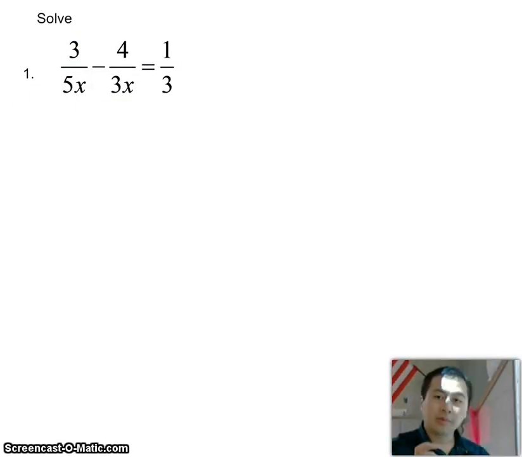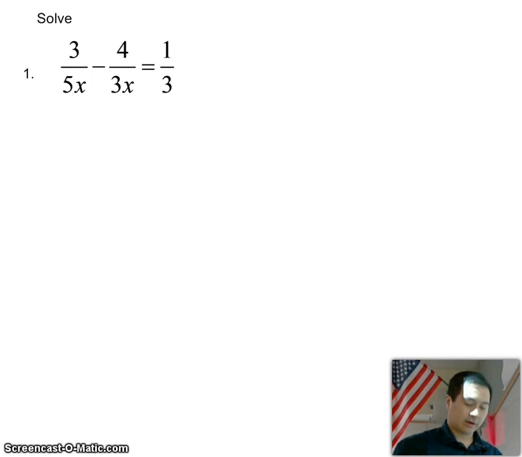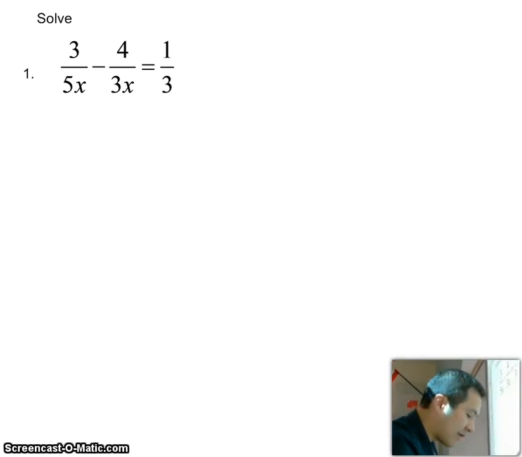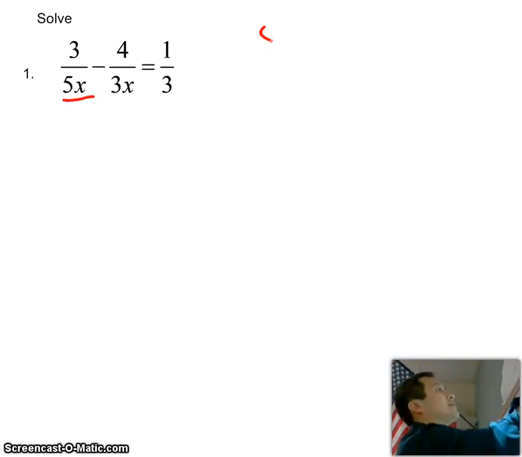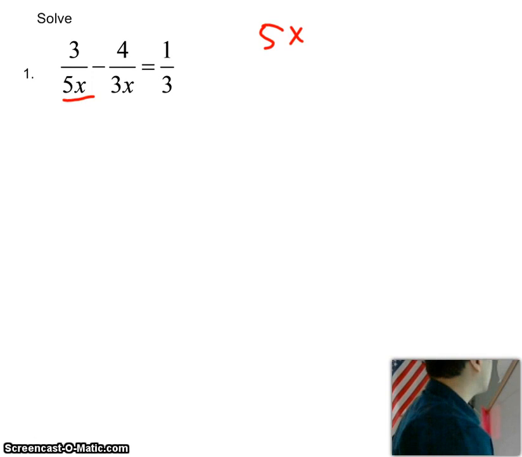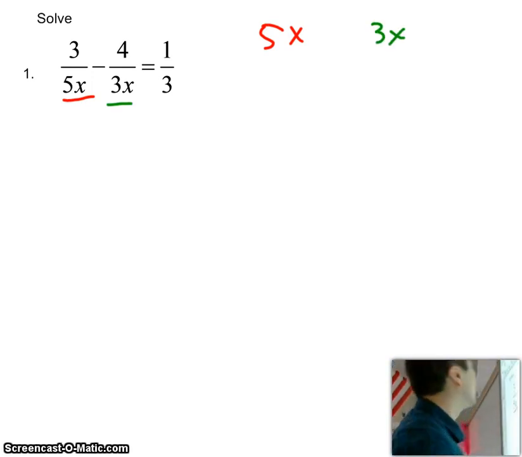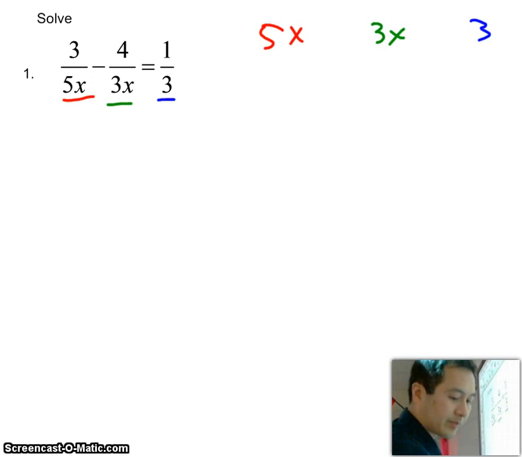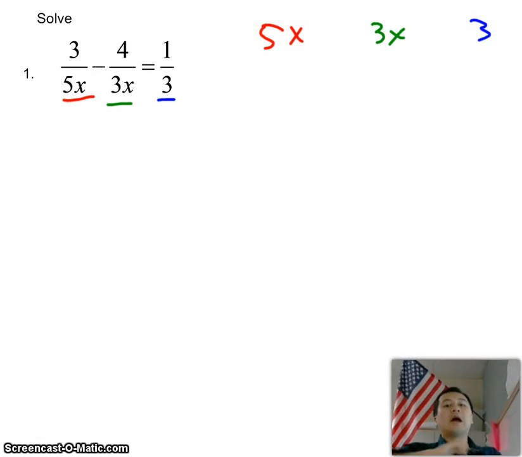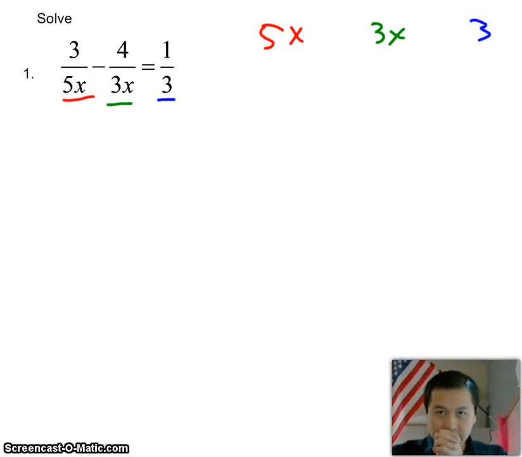This is called multiply everything by common denominator. To do that, you need to find the common denominator, because you have 3 fractions. You need to find the denominator for all 3 fractions. Take a look. My first fraction is 5x. My second fraction is 3x. And my third fraction is 3. Alright, pause the video. I want everyone to try to find the common denominator for these 3 numbers. When you're done, unpause.